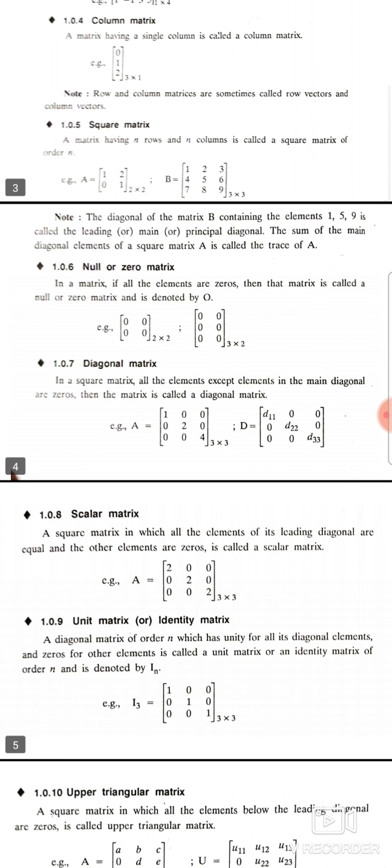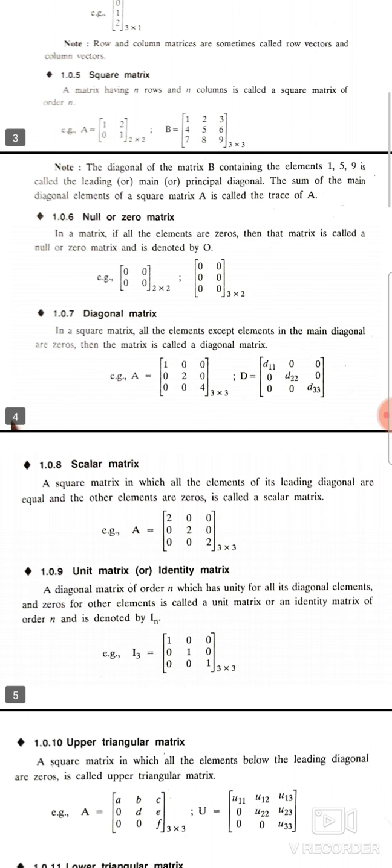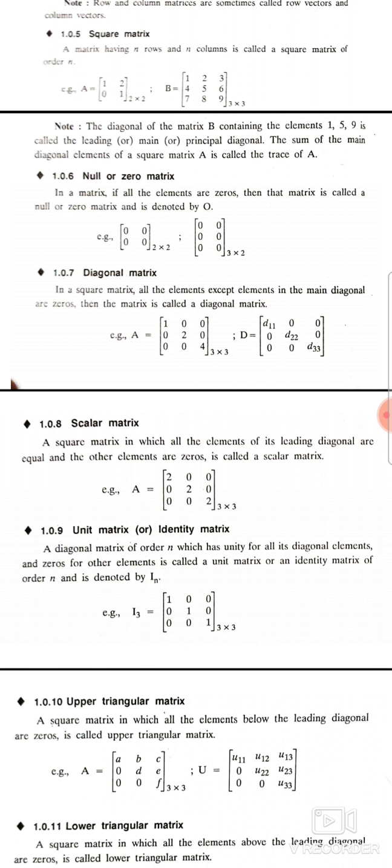Scalar matrix. A diagonal matrix in which all the elements of its leading diagonal are equal and the other elements are zeros is called a scalar matrix. Example: A is the 3×3 matrix with 2 0 0, 0 2 0, 0 0 2. Unit matrix or identity matrix. A diagonal matrix of order n which has unity for all its diagonal elements and zero for the other elements is called a unit matrix or an identity matrix of order n and it is denoted by In. I3 is equal to 1 0 0, 0 1 0, 0 0 1, that is a 3×3 matrix.